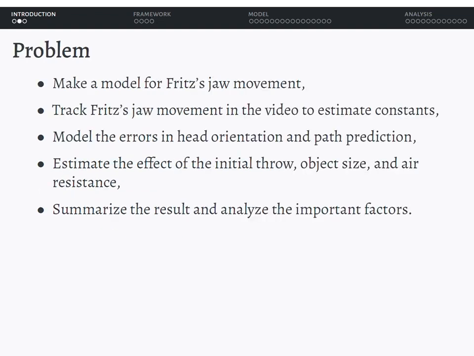To approach this problem, we first made an ODE model of Fritz's jaw movement and tracked Fritz's mouth in the video to corroborate the model and determine what constants make the model behave the most realistically. Then, we modeled errors in head orientation and distance prediction using gravitational kinematics and determined how these would affect catching ability. Finally, we estimated the effect of the initial throw, object size, and air resistance.